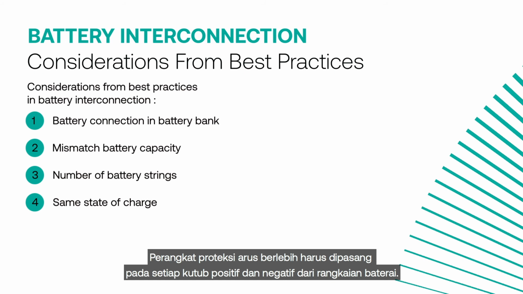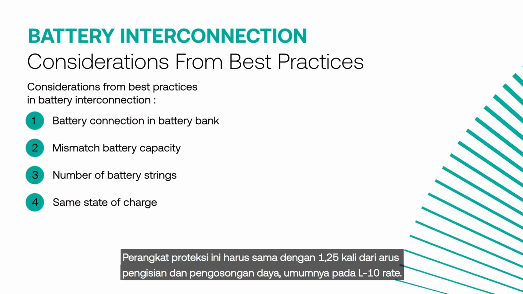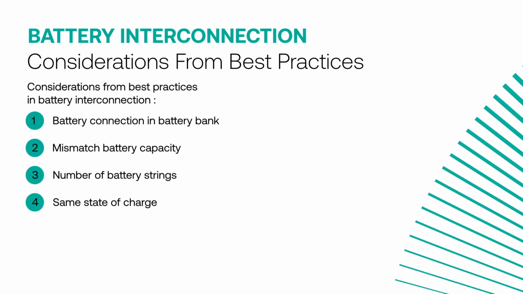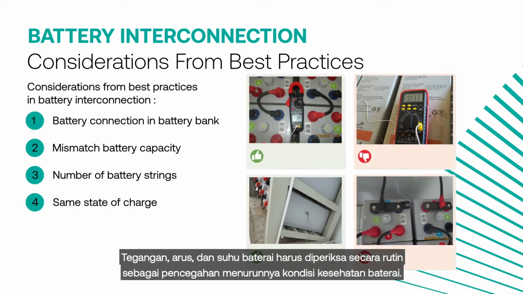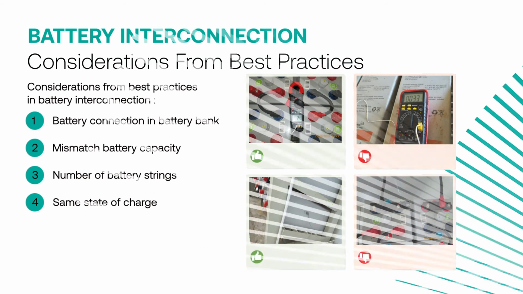Overcurrent protection device must be installed on each positive and negative pole of the battery circuit. The overcurrent protection device must be determined equal to 1.25 times of possible charge or discharge current, usually C10 rate. Compensation for maximum temperature of 45 degrees Celsius must be applied in the calculation. Battery voltage, current, and temperature must be checked periodically as a precaution in case the state of health decreases.